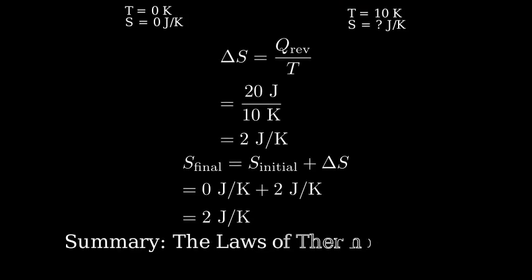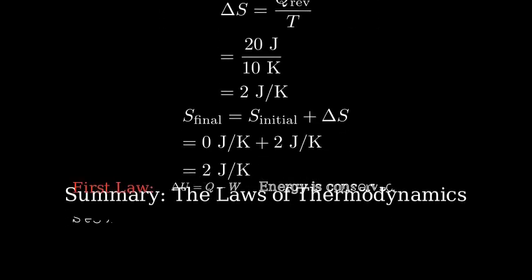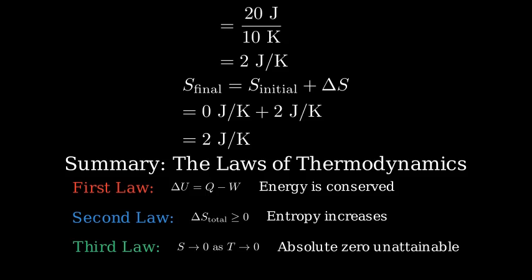Let's summarize the three laws of thermodynamics. The first law is about conservation of energy. Energy cannot be created or destroyed, only transferred or converted. The second law introduces entropy. In isolated systems, processes proceed in a direction that increases total entropy. The third law sets a reference point. As temperature approaches absolute zero, the entropy of a perfect crystal approaches zero.